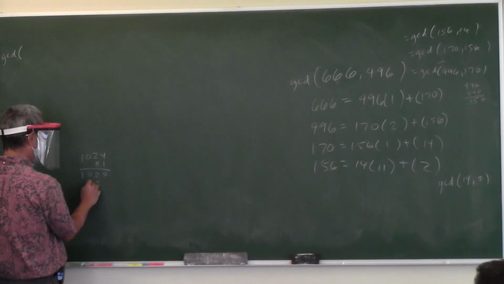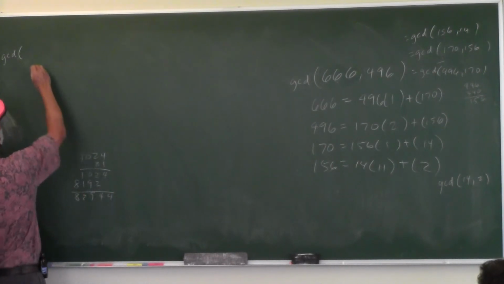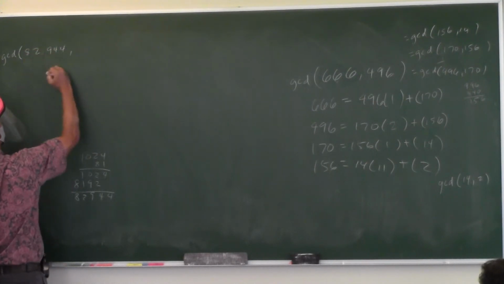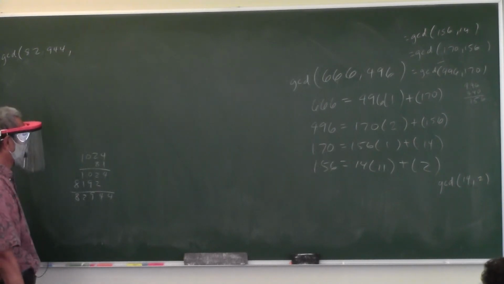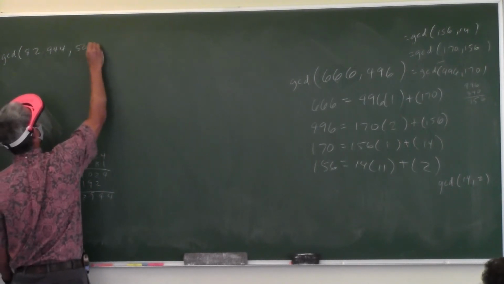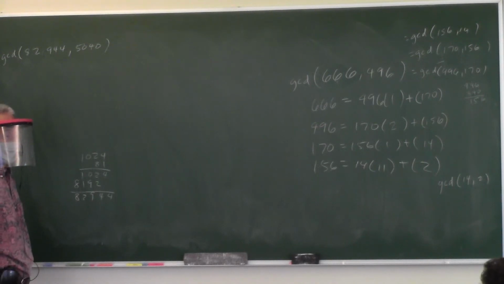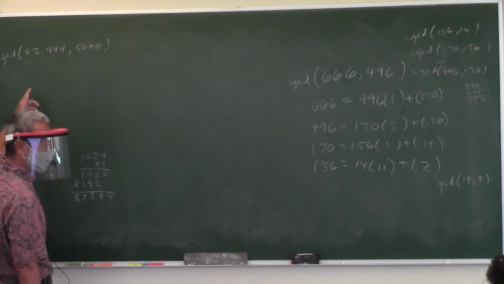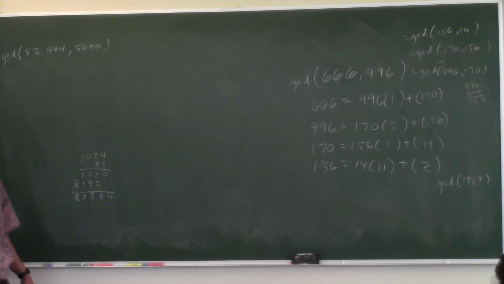2 carry 3 carry 1. I hope I did this right. 4, 4, 9, 2, 8. 82,944. Don't put the comma there then. And then, 5040. Shall we trust? What about 5040? Yes. Okay, this is the Euclidean algorithm problem on tonight's homework. I'm going to call on you to see if it's right.